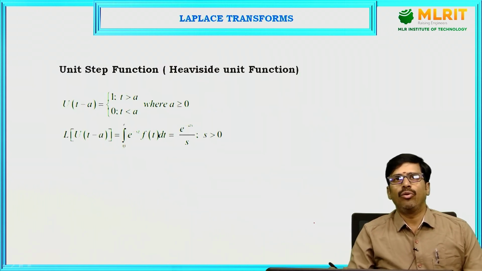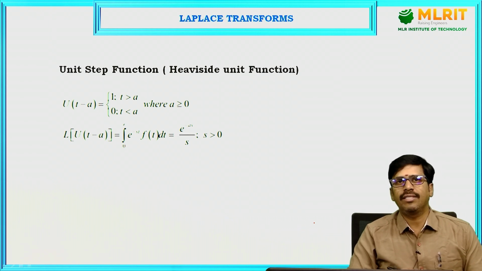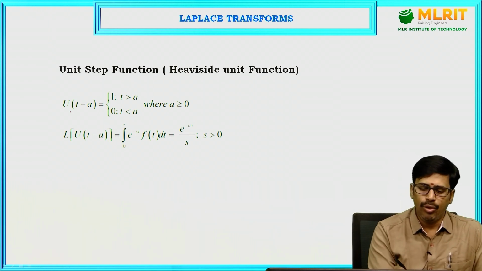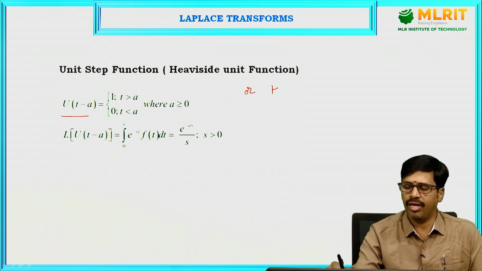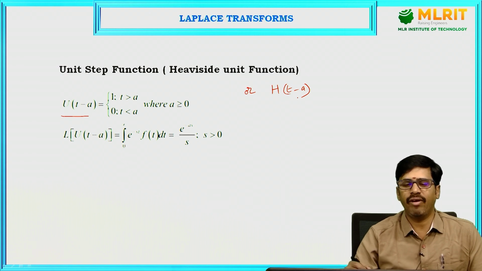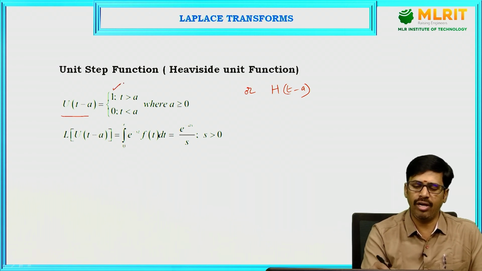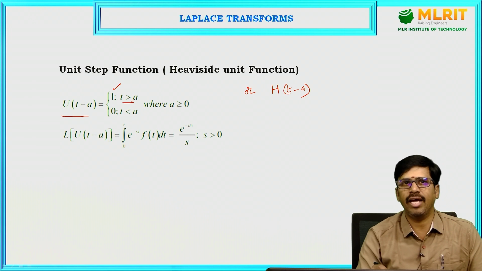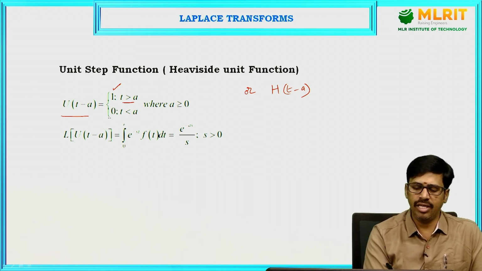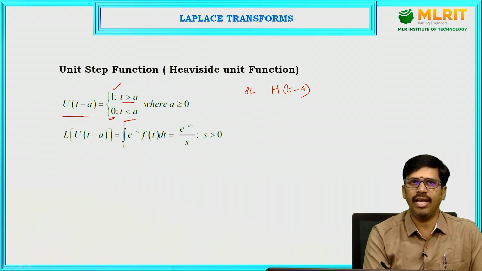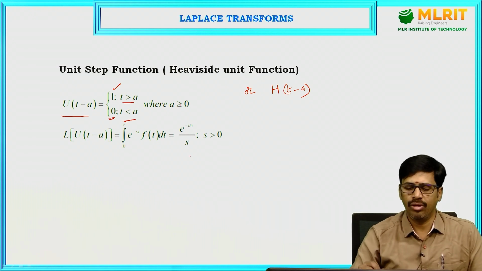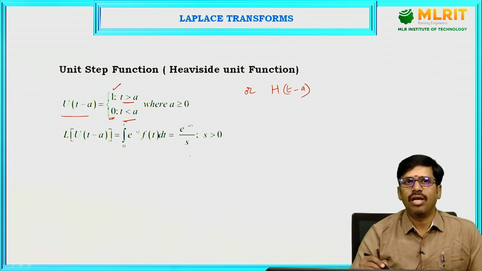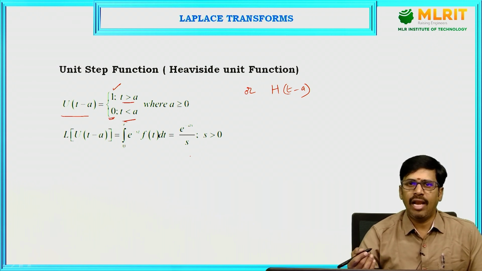Now, let us see unit step function, which is also called as Heaviside unit function. Unit step function is denoted with u of t minus a, or also we can represent it with h of t minus a, and it is defined as this function is equal to 1 whenever t greater than a, and the function is equal to 0 whenever t less than a, where a is always greater than or equal to 0. For this unit step function, let us apply Laplace transform.